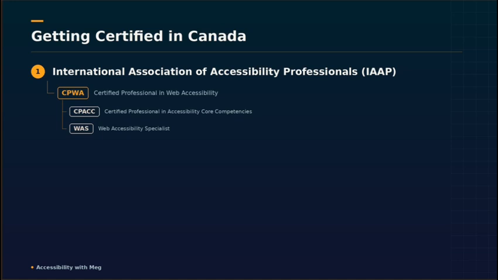to start off, just doing a CPACC and then working towards a WAS exam is a good idea, because your CPACC will give you that foot into accessibility. And for WAS, you need to have some experience that you can add on to be qualifying for that exam. Okay, so you can find all of this information on the IAAP website. I will put that link in the bio below, so you can check that there.